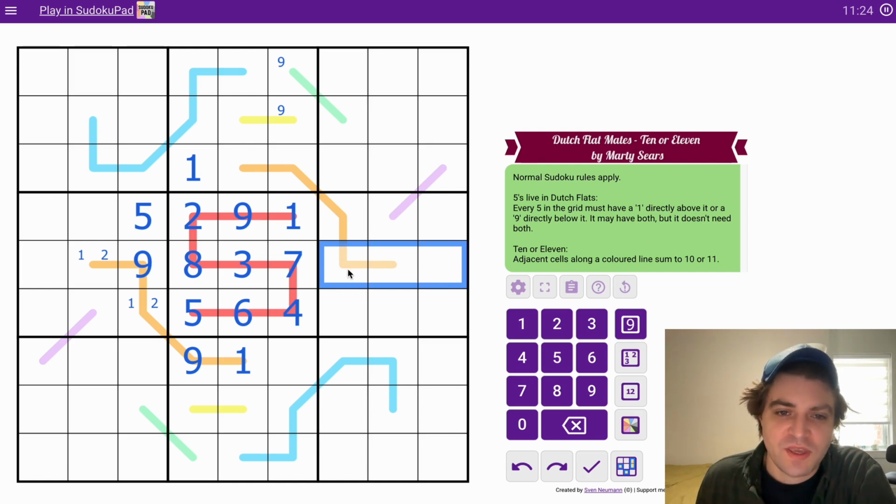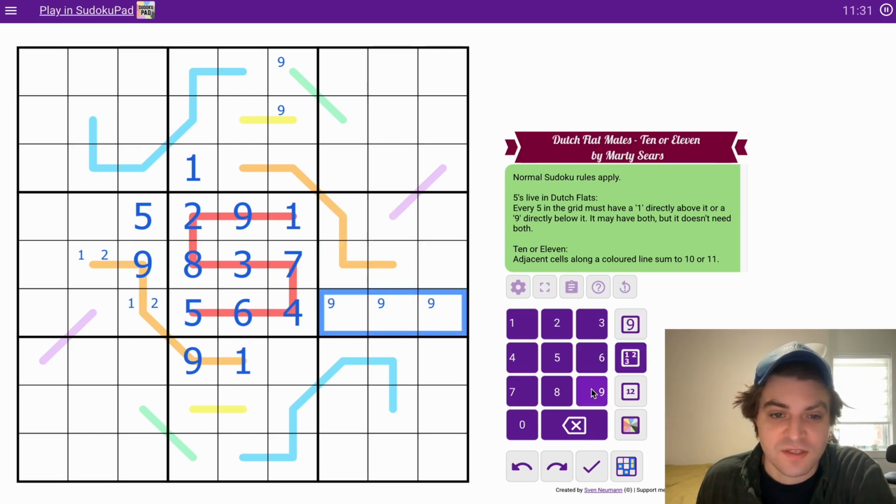There's a problem with this because that 5 is either going to need a 1 above it, which it is not allowed to have, or a 9 below it. So our 9 must go down here somewhere. Our 5 must go here somewhere. But we don't know what.